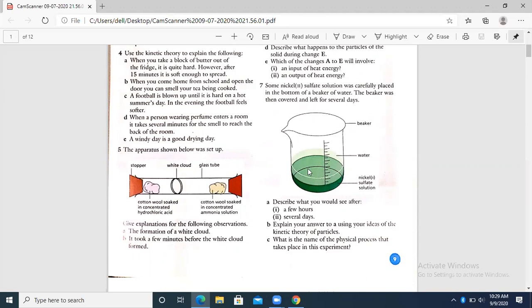Next question. Describe what you would see after a few hours. You will see the particles are mixed together, right? But not fully mixed together. No, not completely, but they start mixing. The lower part of the beaker would still be darker green than the upper part, like this. After a few hours, the lower part of the beaker would still be a darker green color than the upper part.